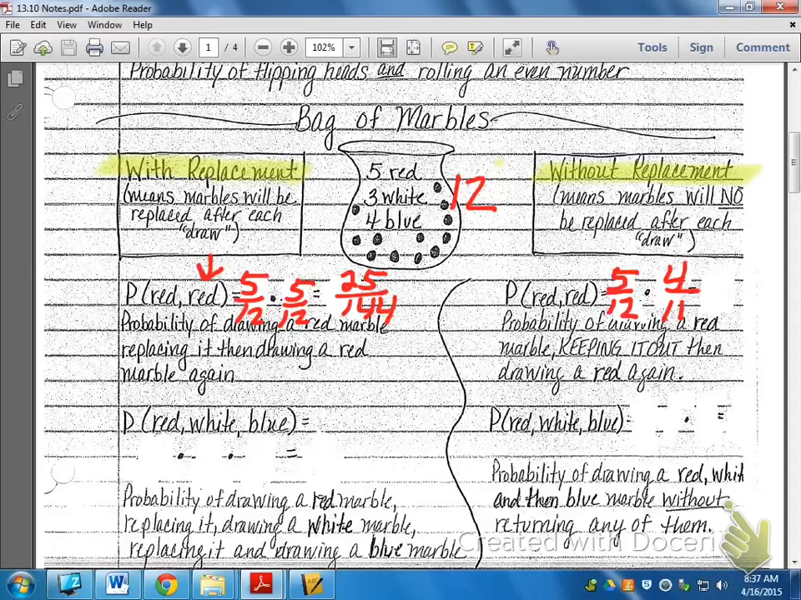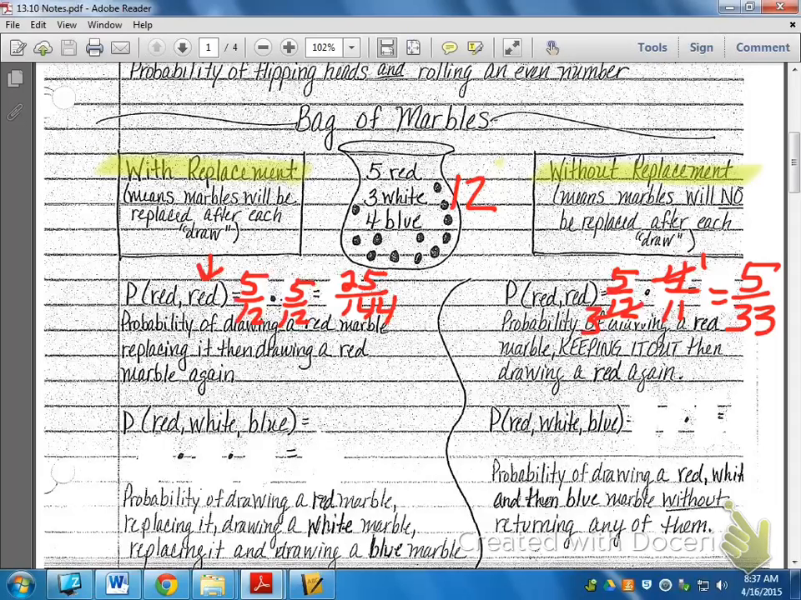And how many marbles are in the bag now? 11. So I've got 5 over 12 times 4 over 11. I'm going to cancel 4 and 12, and they become 1 and 3. And it's going to be 5 over 33. 5 over 33. So see how the probabilities are different?